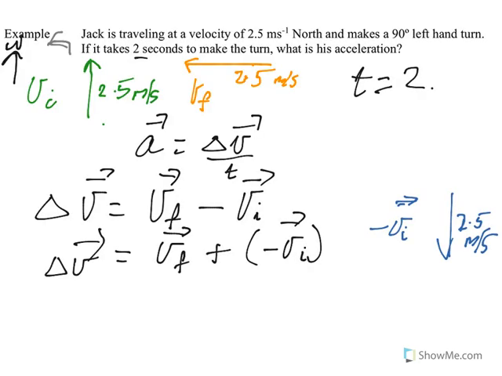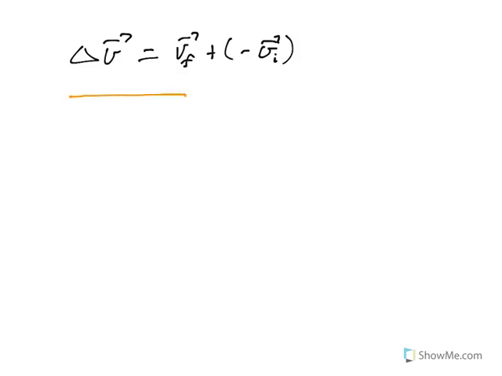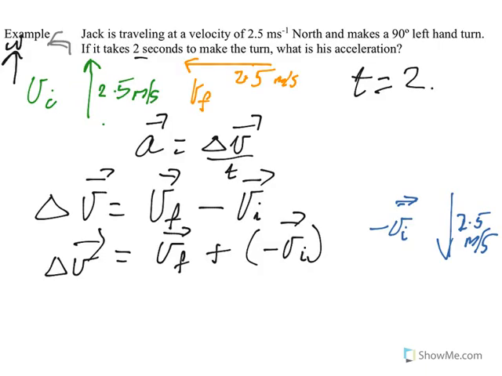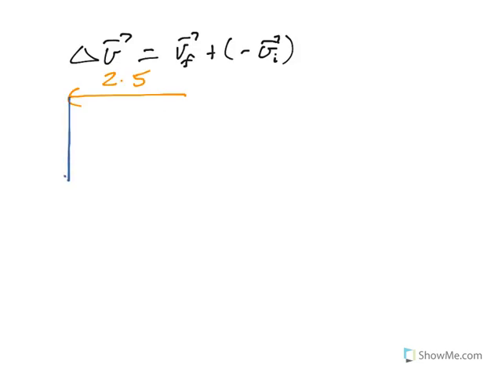VF is 2.5 metres per second to the west by the looks of it. So 2.5 plus, head to tail, we put the tail of this negative VI here, and it goes down south. So there we are, 2.5 south. Our change in velocity, from the tail to the head, there it is.